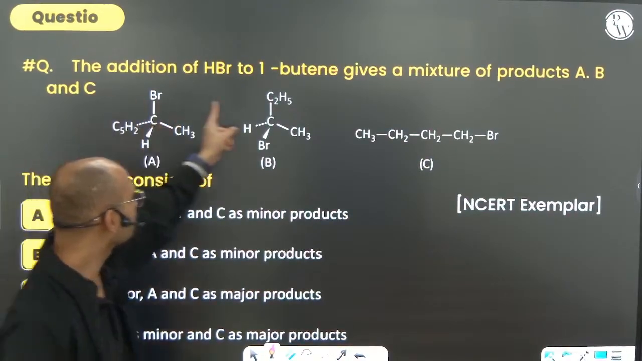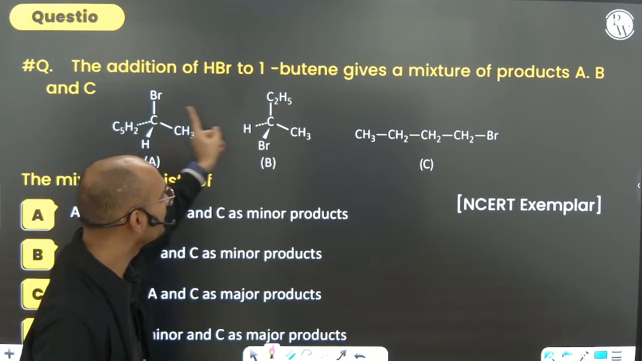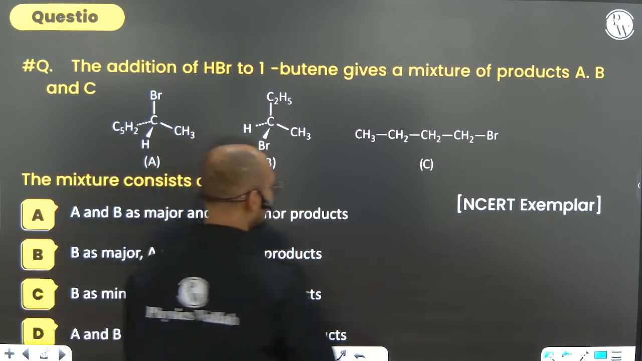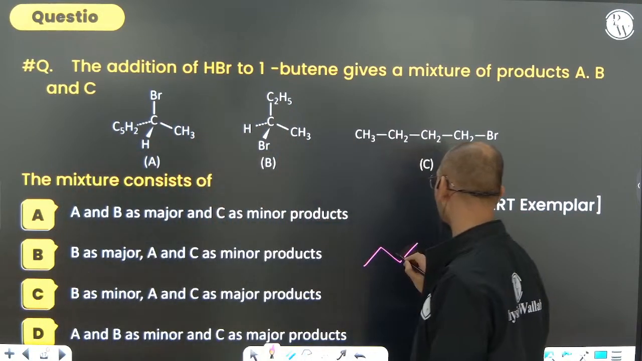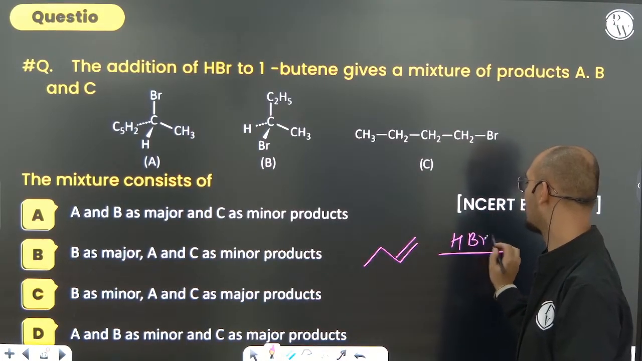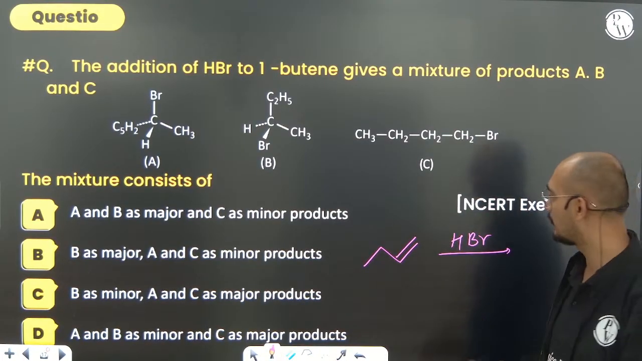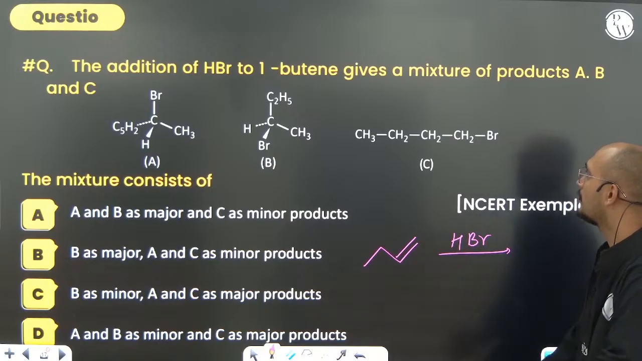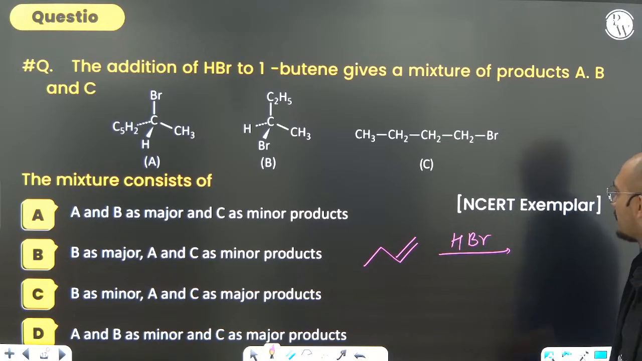The addition of HBr to 1-butene gives a mixture of products A, B and C. Okay, 1-butene. How does 1-butene look? It looks something like that. What are you going to do? You are going to add HBr. What do you have to do here? The HBr is going to be added.